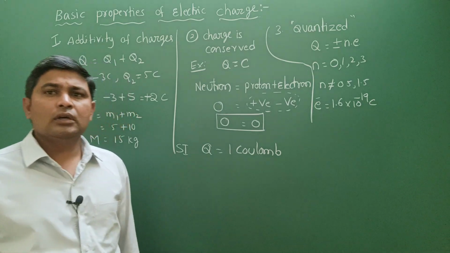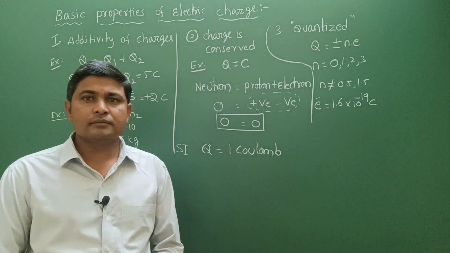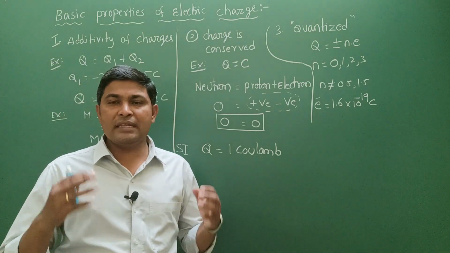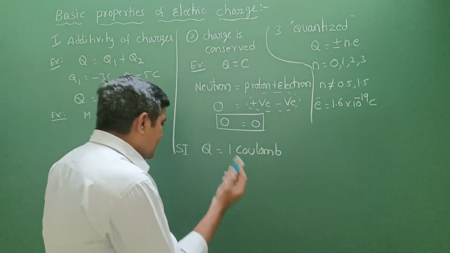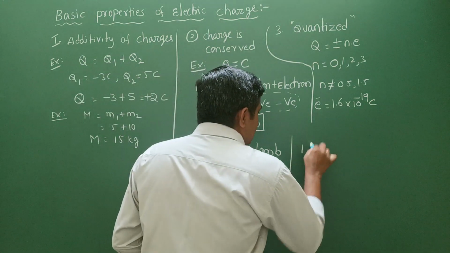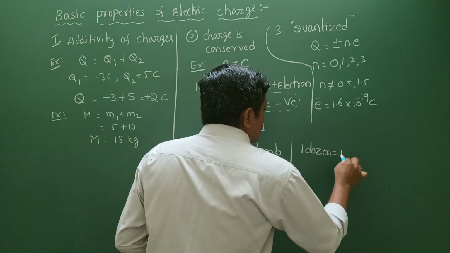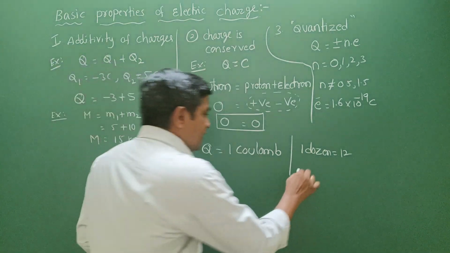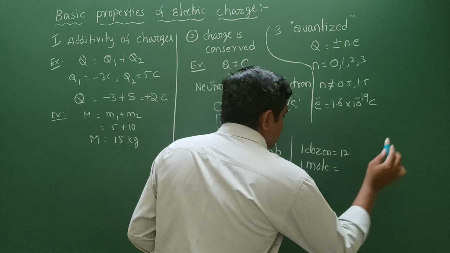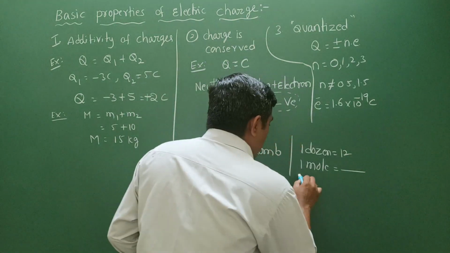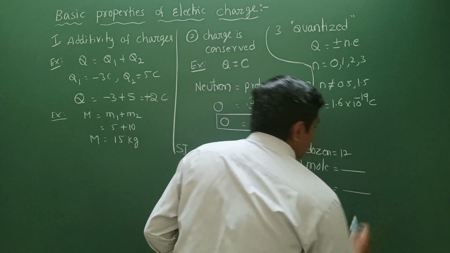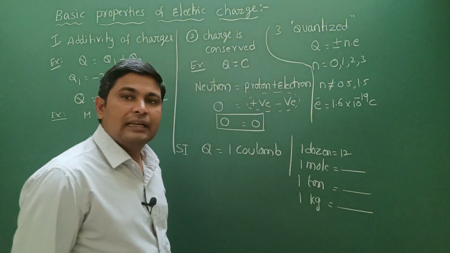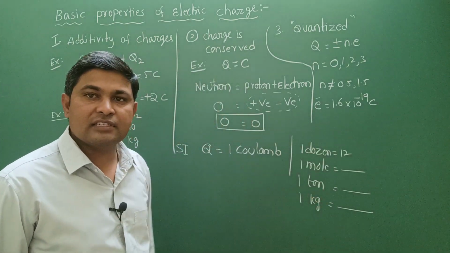So if I ask you what is the meaning of 1 dozen, what do you say? Definitely you will say with one number, right? 1 dozen means 12. So 1 mole equals some number you say, and 1 ton equals something, one number. 1 kg, again you are going to say some number, like it is equal to some number, right?